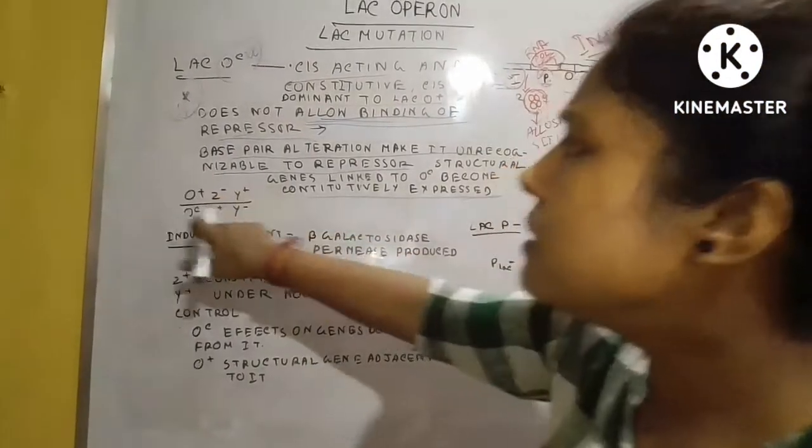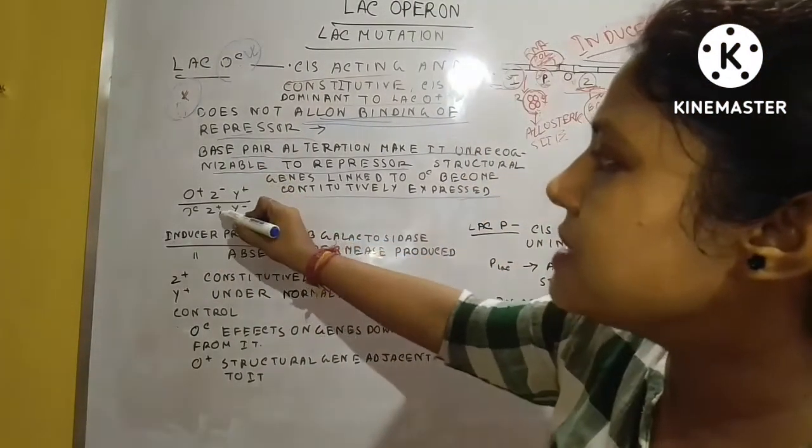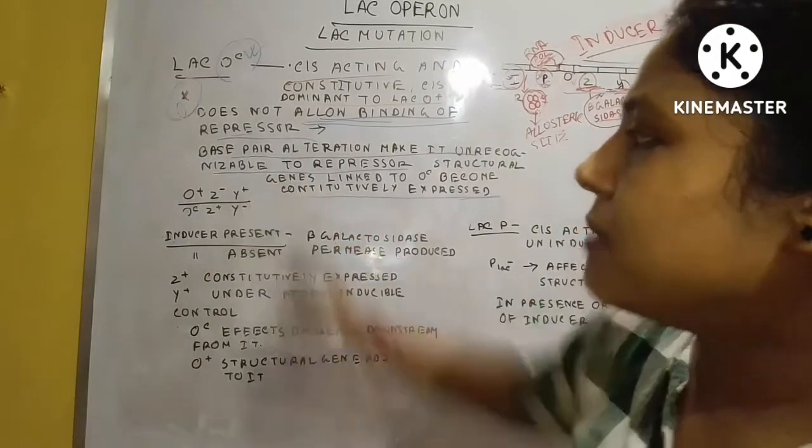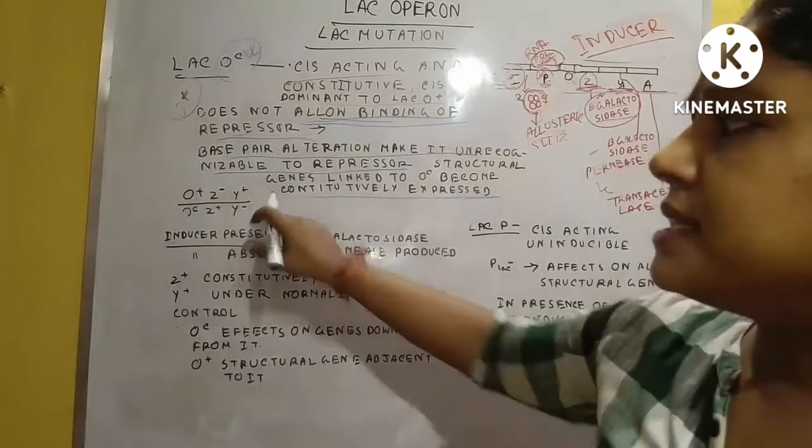Suppose this is one type of example: O plus OC, Z minus Z plus, and Y plus Y minus. This is a diploid. And what happened in this situation?